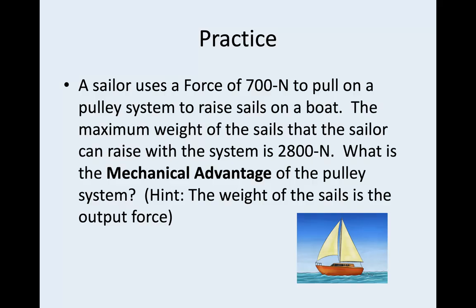Right, our next question. So our next question. A sailor uses a force of 700 newtons to pull on a pulley system. The sailor is doing that to raise sails on a boat. The maximum weight of the sails that the sailor can raise with the system is 2,800 newtons. That's the weight. What is the mechanical advantage of the pulley system?